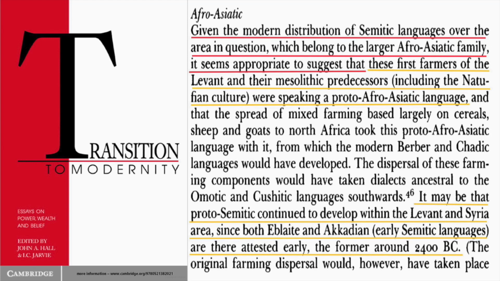And according to Cambridge University, it reads, "Given the modern distribution of Semitic languages over the area in question, which belong to the larger Afro-Asiatic family, it seems appropriate to suggest that these first farmers of the Levant and their Mesolithic predecessors, including the Natufian culture, were speaking a Proto-Afro-Asiatic language. It may be that Proto-Semitic continued to develop within the Levant and Syria area, since both Eblaite and Akkadian early Semitic languages are there attested earlier, the former around 2400 BC."